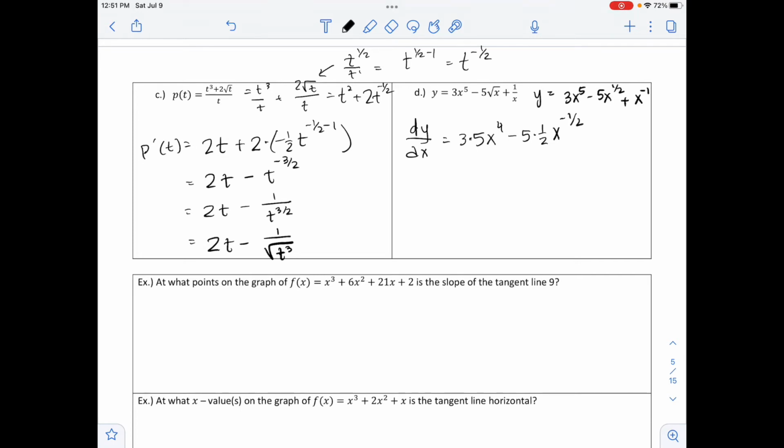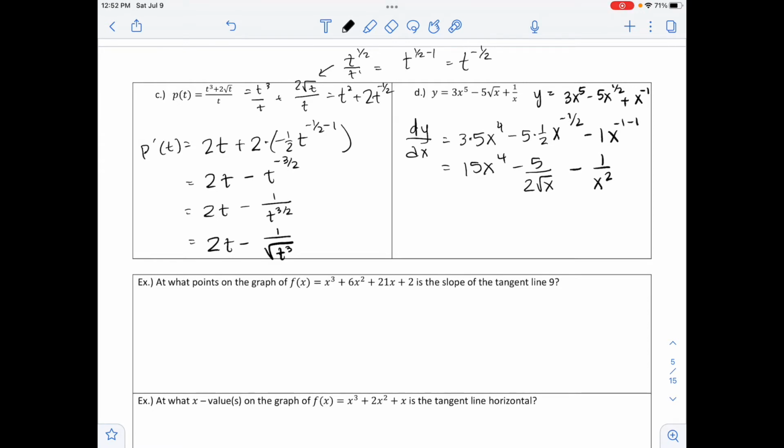Taking the derivative of x to the negative first, we have minus 1 x to the negative 1 minus 1. And I wrote that one out so you can see that because we haven't had negative exponents yet in our examples. And so from here, we have 15x to the fourth minus 5 over 2 square root of x, since it would move to the denominator because it's a negative, and x to the 1/2 is the square root of x. And then we have minus x to the negative second, and it would move also to the denominator, so 1 over x squared.